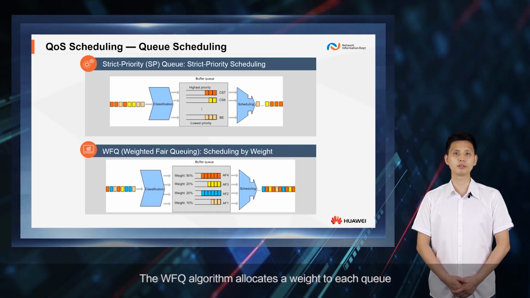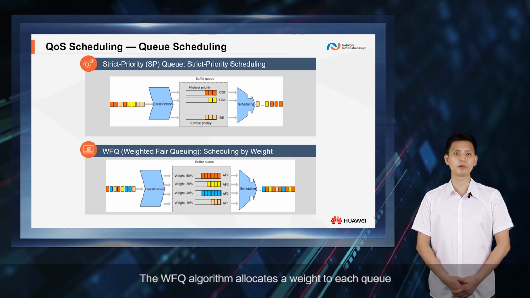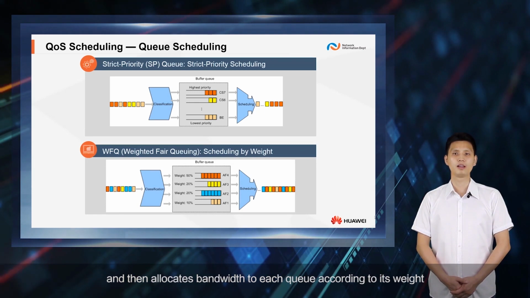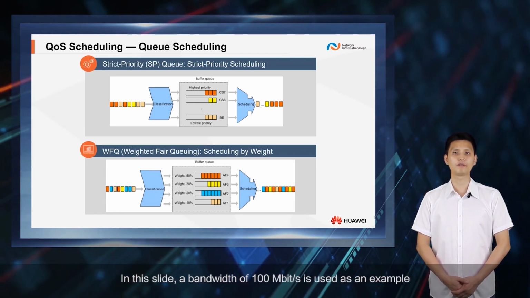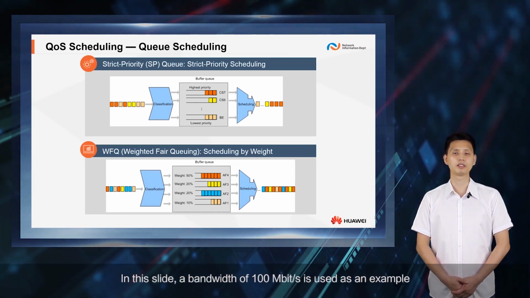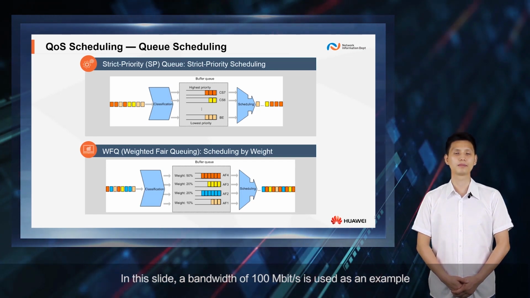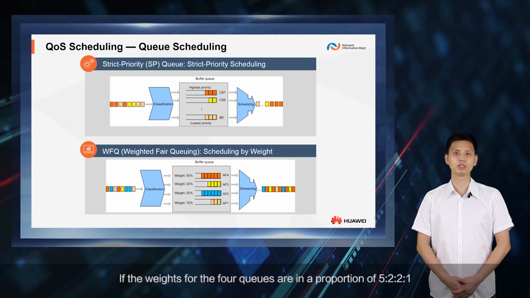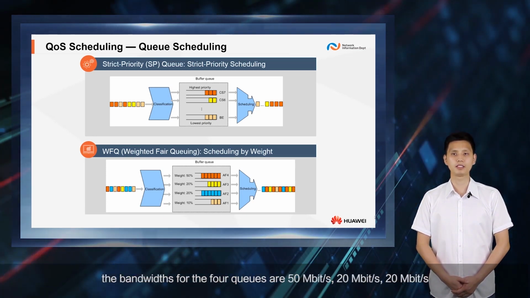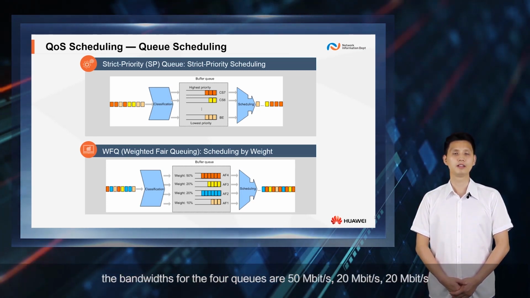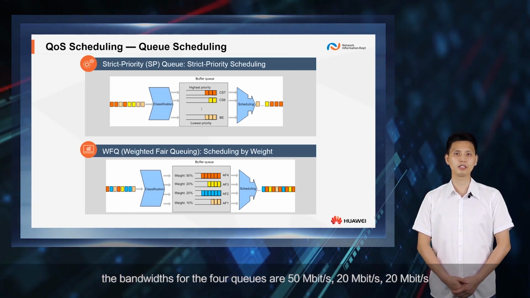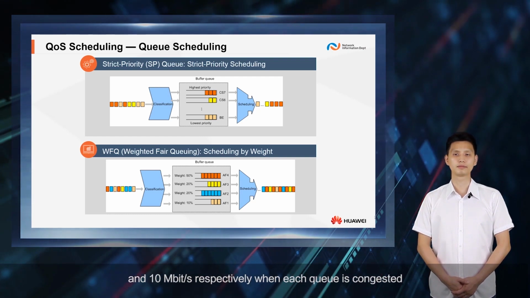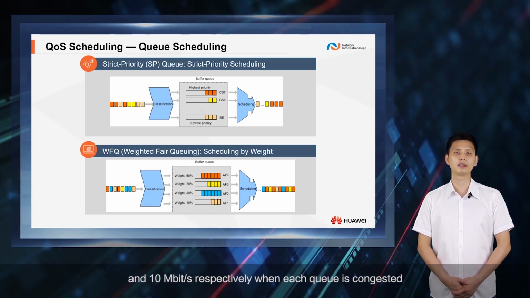The WFQ algorithm allocates a weight to each queue and then allocates bandwidth to each queue according to its weight. In this slide, a bandwidth of 100 megabits per second is used as an example. If the weights for the 4 queues are in a proportion of 5 to 2 to 2 to 1, the bandwidths for the 4 queues are 50 megabits per second, 20 megabits per second, 20 megabits per second, and 10 megabits per second, respectively, when each queue is congested.